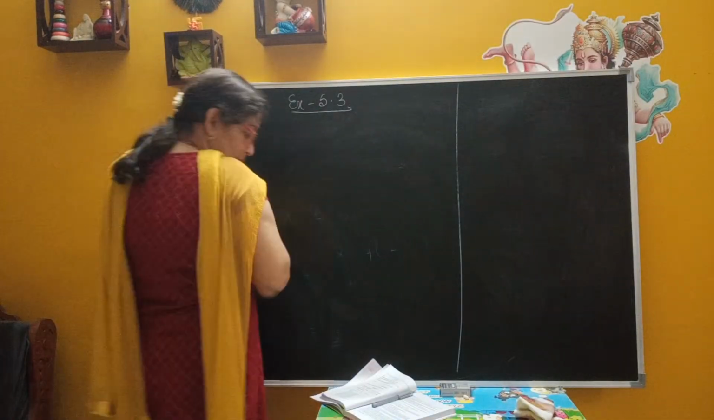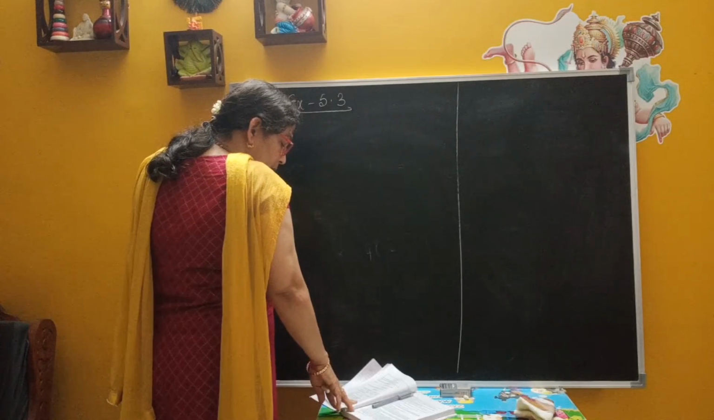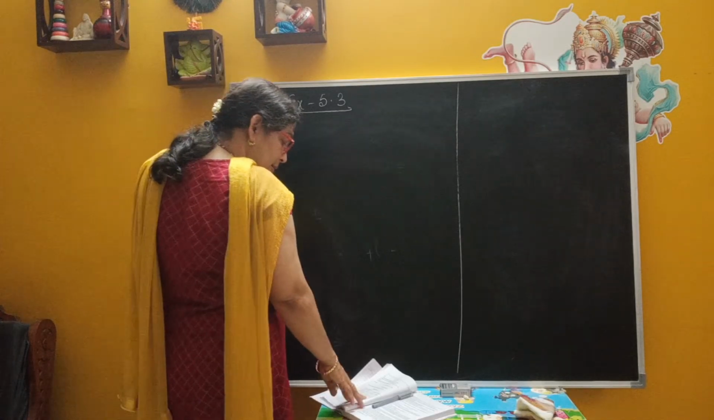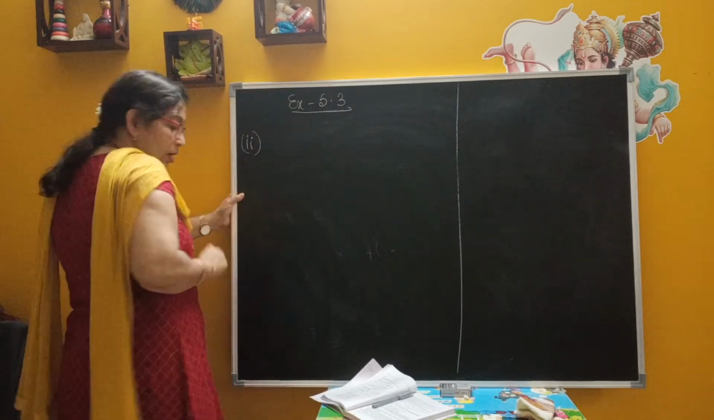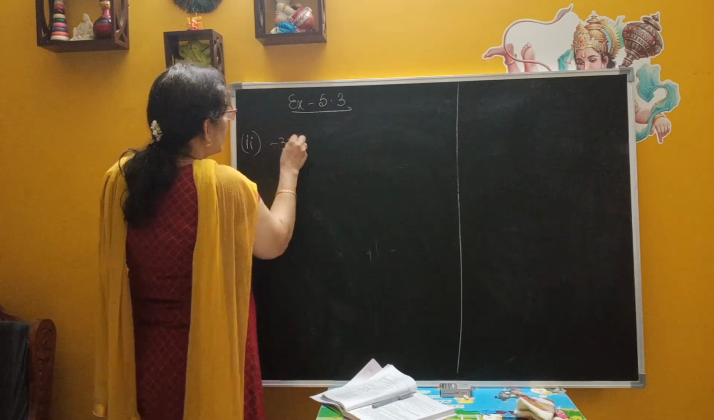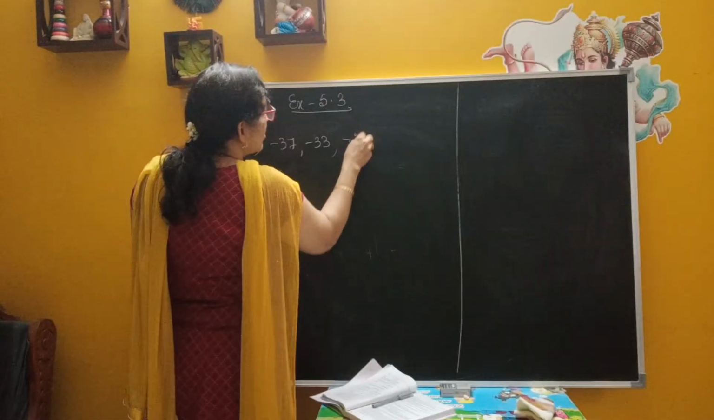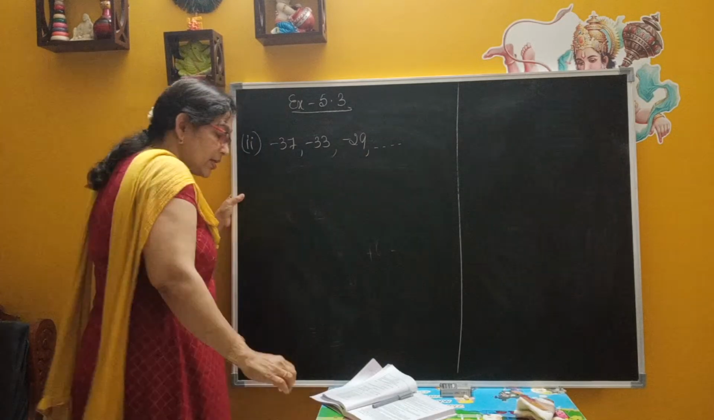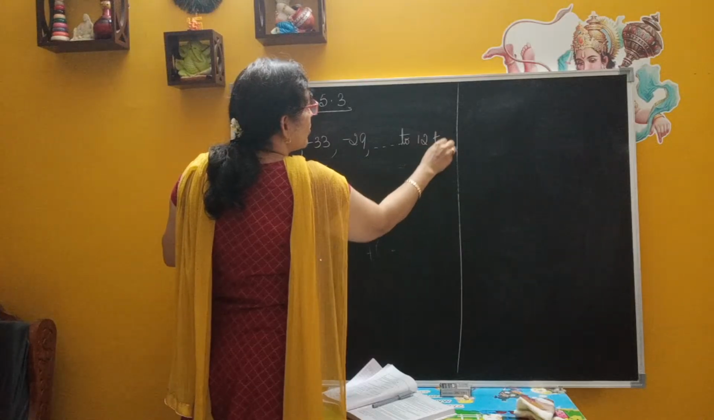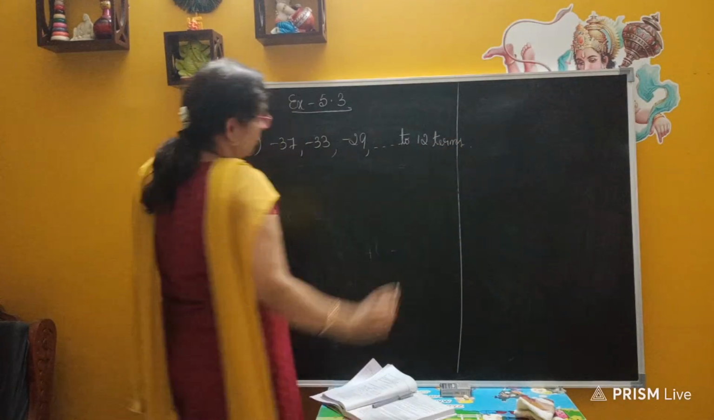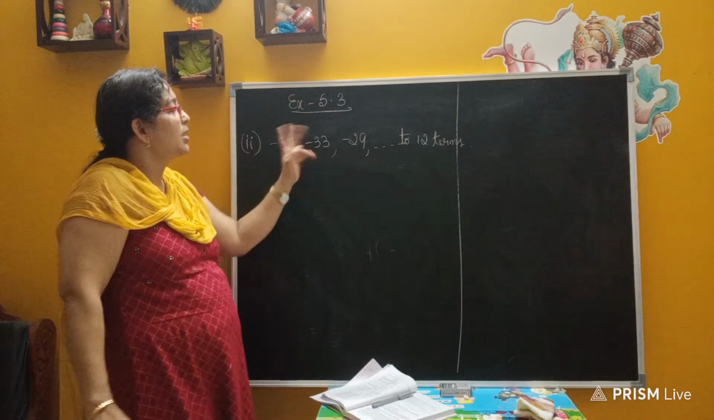The second problem in this exercise is with negative numbers. The series is of negative numbers: minus 37, minus 33, minus 29, and so on, to 12 terms. So see here, minus 37, minus 33, minus 29.